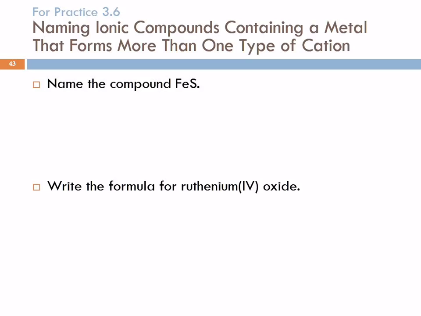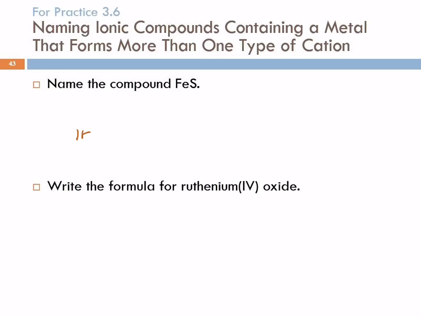We always start out by looking at the first element and asking ourselves if it's a metal. Because we're going to learn that there's two other categories of compounds that we're going to name. We have to identify: is it an ionic compound, a molecular compound, or an acid? By looking at the first element, we can generally tell. So Fe is a metal. This is ionic. So we're going to write the name for that element.